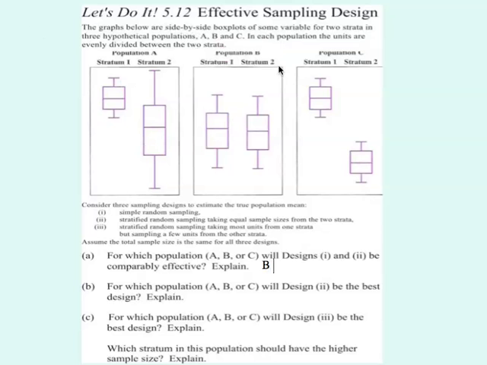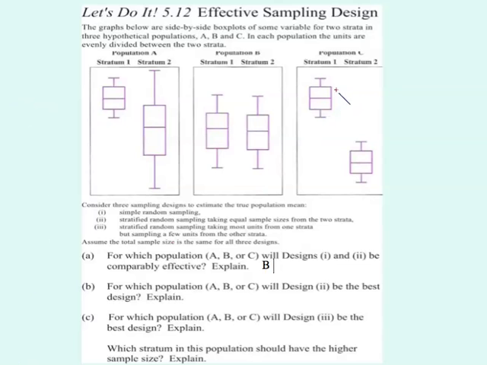Okay, for which populations A, B, and C would design 2 be the best design? Well, in population C, we notice that stratum 1 and stratum 2 are very different with respect to their measurements of center, but their measurements of variability, that is their interquartile ranges, appear to be about the same. Let's take a quick peek at that.